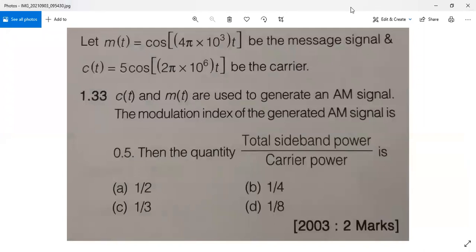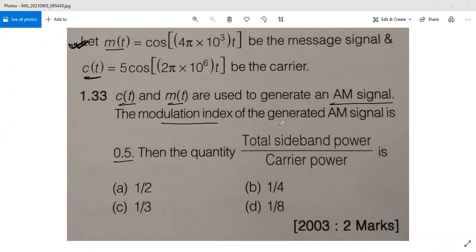Yes, so here MT, a message signal MT is given, and CT is 5 cos 2 pi 10 power 6 t, the carrier. So based upon this data, we have two questions. Gate में इस तरह के questions आते हैं कि एक ही data पर multiple questions होते हैं. So this is the data. Then the first question: CT and MT are used to generate AM signal. The modulation index of the generated AM signal is 0.5. So modulation index is given as 0.5.